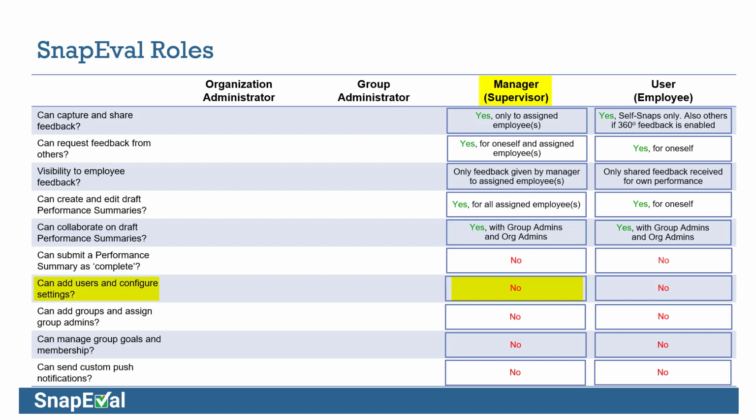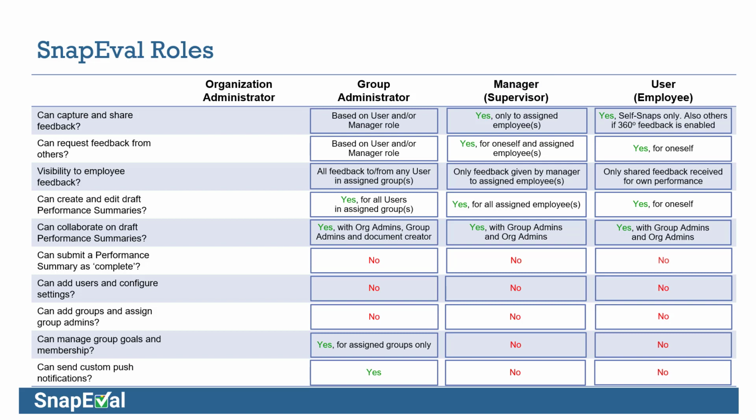They can't add new people to the company or organization in SnapEval. They can't add any groups or assign group administrators. They can't add any group goals or members to a group. And they can't send any custom push notifications to anyone. So basically that's the second role.